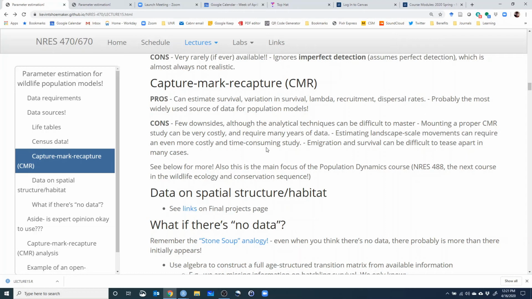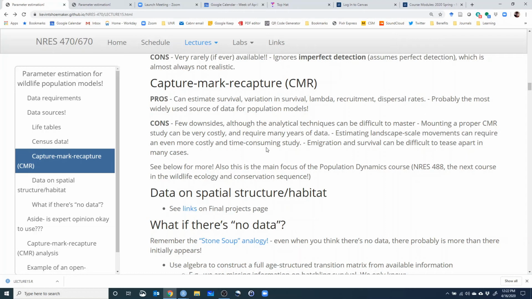There's very few downsides. The only problem is it takes a while to master the analytical techniques involved in processing and using these data. It's a bit of a learning curve getting familiar with this, and we'll go through a little demo example at the end of this lecture.